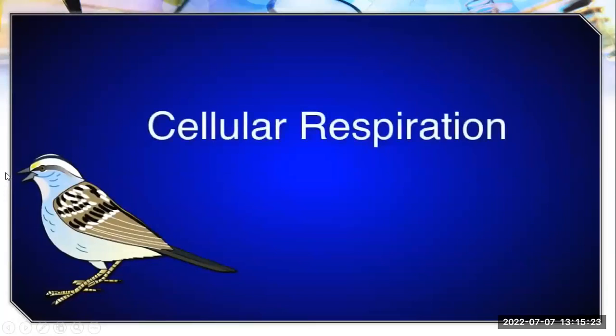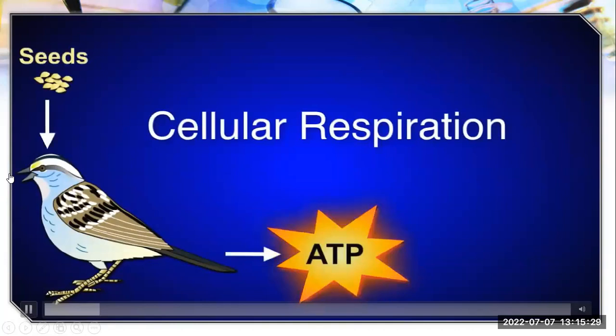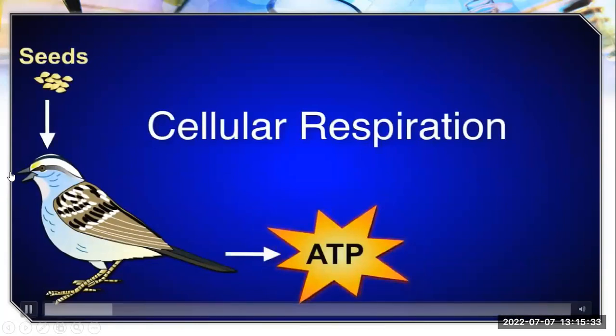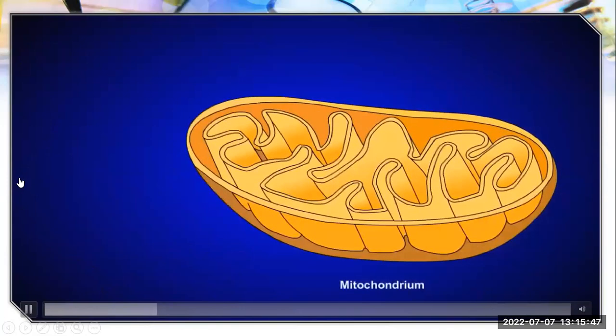This bird, like all living animals, has cells that carry out cellular respiration. During cellular respiration, organisms break down nutrients in order to produce energy in the form of ATP. Let's take a closer look to see how this happens. If we zoom in on one of this bird's cells, we can see the mitochondria, where the majority of the reactions involved in cellular respiration occur. Let's zoom in further on a single mitochondrium.